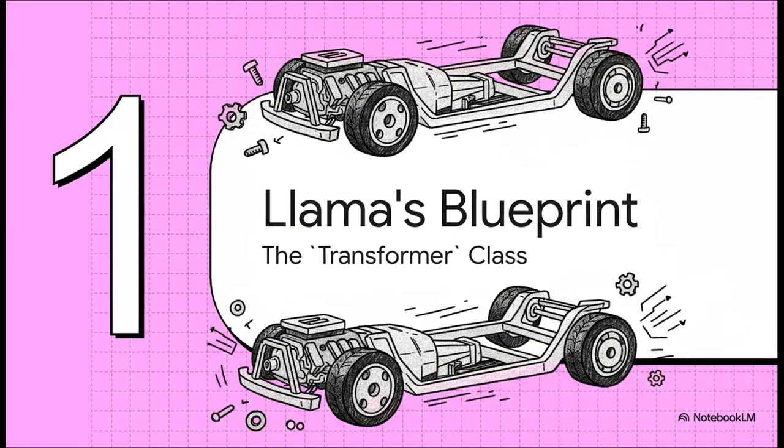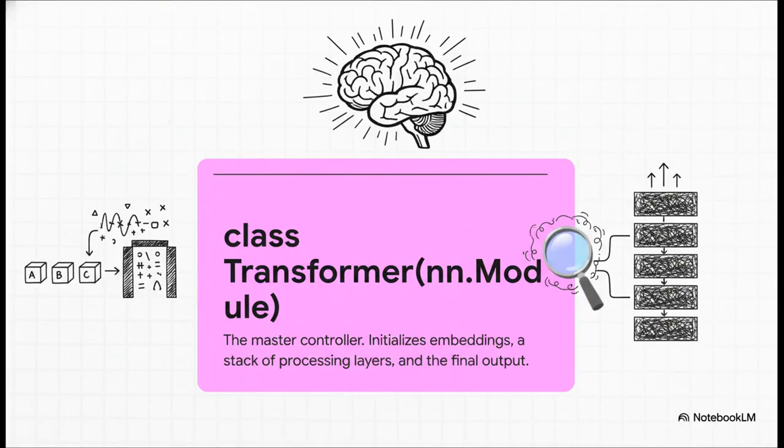All right, first up, the big picture. You see, everything inside the Llama model is held together by one master class called the transformer. The best way to think about it is like the main chassis of a car. It's the frame that holds the engine, the wheels, all the essential parts right where they need to be. So this transformer class, it's the master controller. As soon as the model boots up, this is the code that initializes absolutely everything.